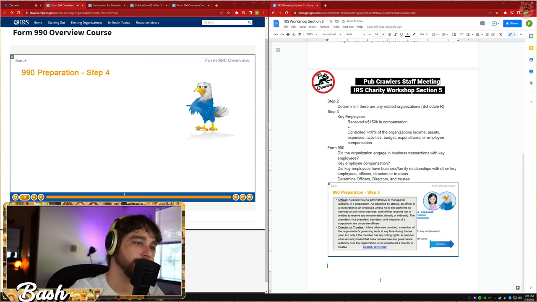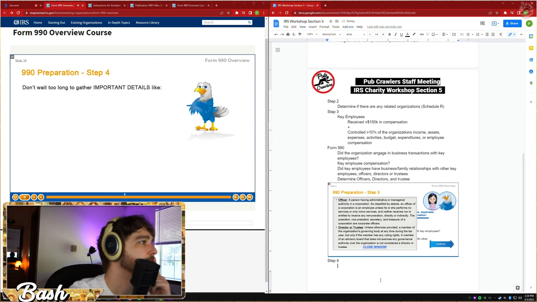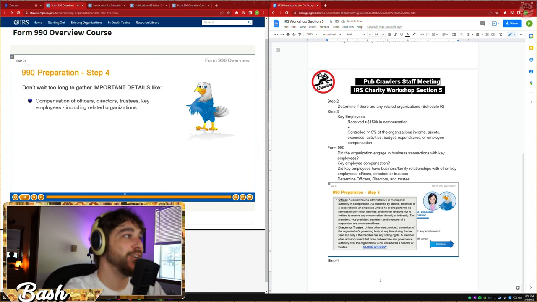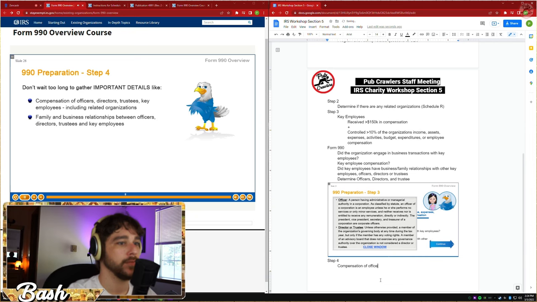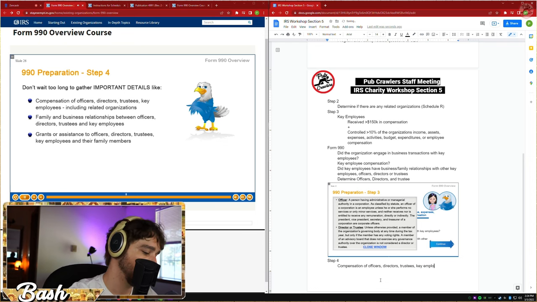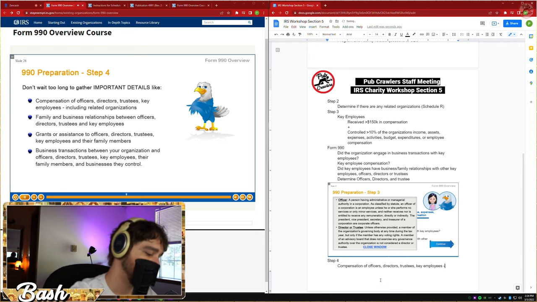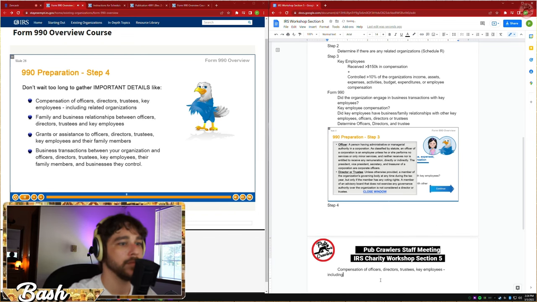Step 4. Questions on the Form 990 ask for information you may not have easy access to. For instance, you'll need to report important details: officers, directors, trustees, and key employees by related organizations, family and business relationships between your officers, directors, trustees, and key employees, grants and other assistance provided to your officers, directors, trustees, key employees, and their family members, and business transactions between your organization and its officers, directors, trustees, key employees, their family members, and businesses they own or control.